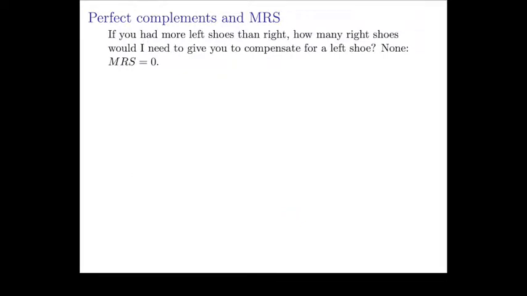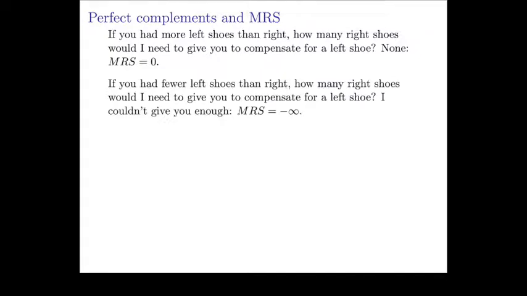If you had more left shoes than right shoes, how many right shoes would I need you to give to compensate you for taking away a left shoe? And the answer is none. Because the extra left shoes aren't worth anything to you. They don't actually help you at all. So that extra left shoe, the last extra left shoe, is completely useless to you. So your marginal rate of substitution is actually 0.